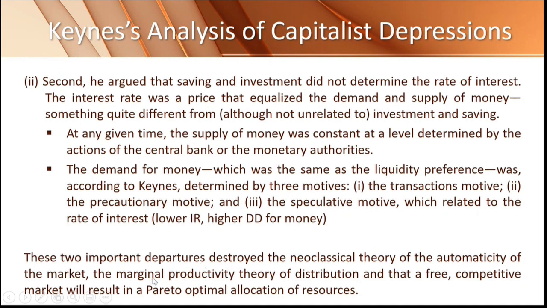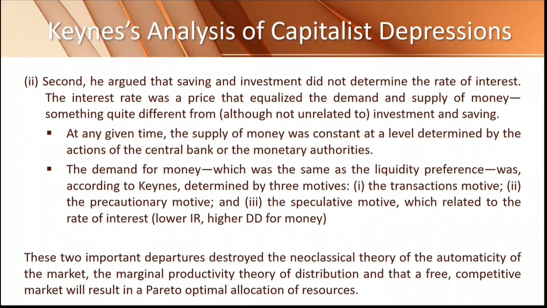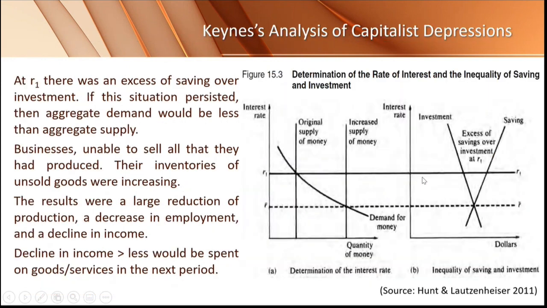Because wages are not paid according to the marginal productivity theory, right? Why? As mentioned just now, when you have a recession, there is so much unemployment, yet wages do not decrease, which shows that they are not paid according to the neoclassical theory. And the interest rate is not the only determinant of the saving rate. The interest rate is only the determinant of the supply and demand of money. Right. Continue the Keynes analysis of the capitalist depression.